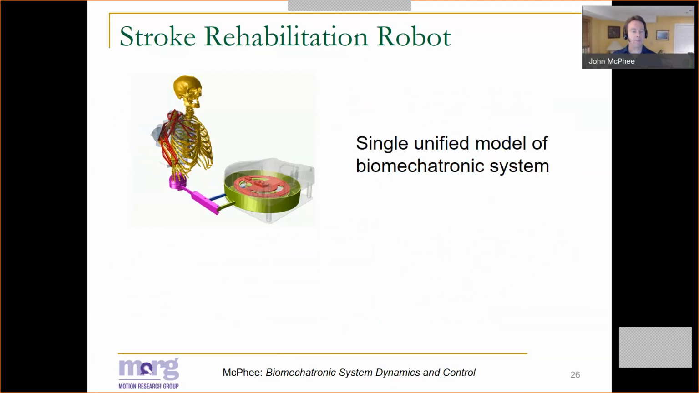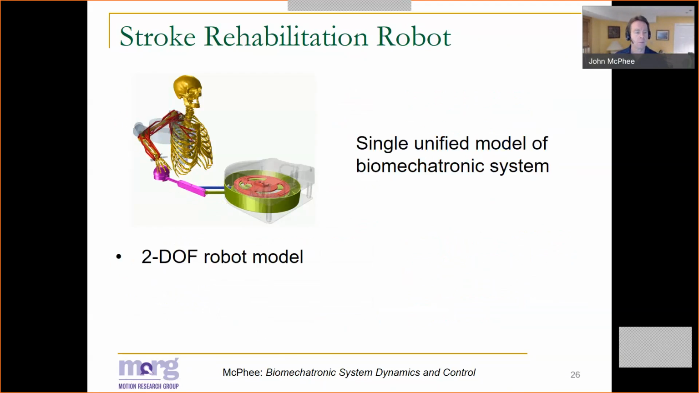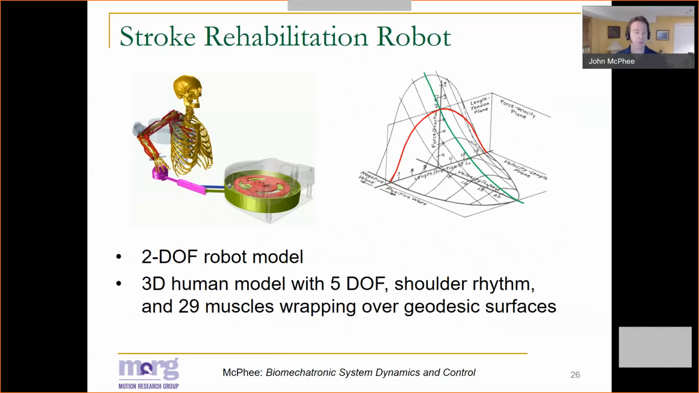So we then went a little bit farther. We wanted to develop some controllers of the robot that took advantage of an underlying internal model. So to create this unified model of our system, well, again, we had our 2 degree of freedom robot model from before. Now we augmented it with a 3D human model with 5 degrees of freedom. And those 5 degrees of freedom are at the shoulder, elbow, and wrist joint.